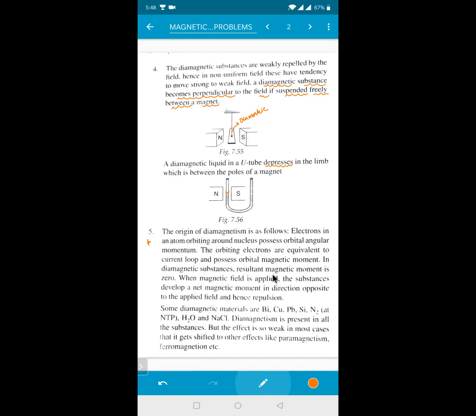So in a diamagnetic substance, the resulting magnetic moment is zero. When a magnetic field is applied, the substance develops a net magnetic moment in a direction opposite to the applied field, and hence there will be a repulsion.